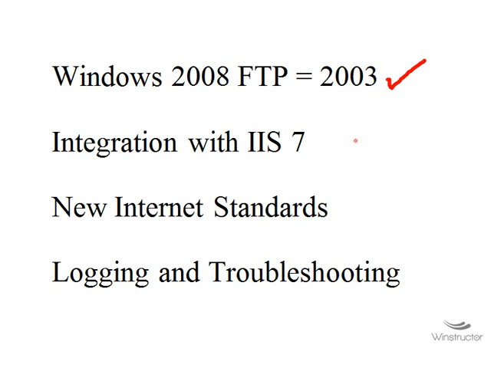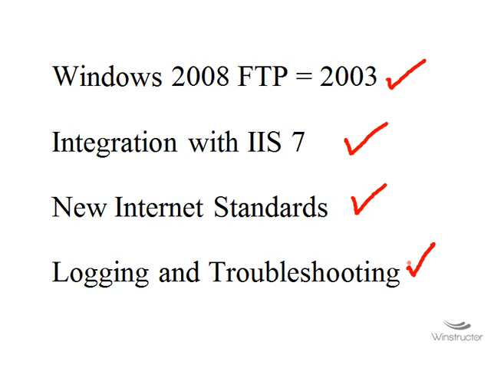Okay, so we know that the version that ships with Windows 2008 is the old version, but when we download and install the new version, it's going to tightly integrate with IIS 7 on Windows 2008. Now the old metabase that we used in Windows 2003, that's gone, and it uses a new configuration store instead. Now the new FTP also supports new industry standards as well, including FTP over SSL, UTF-8 and IPv6, as well as some new logging features, more informative error messages and event tracing tools to help you troubleshoot problems with your FTP sites.